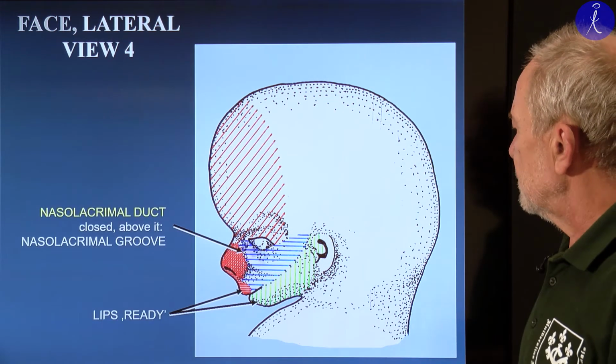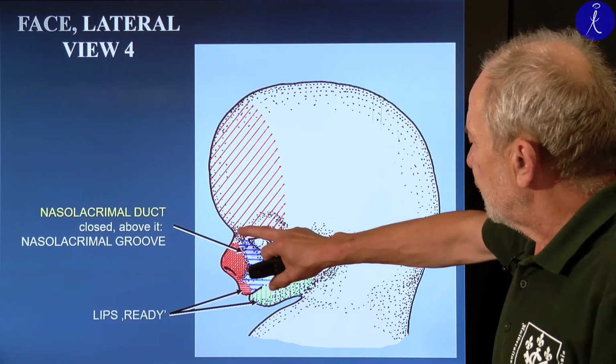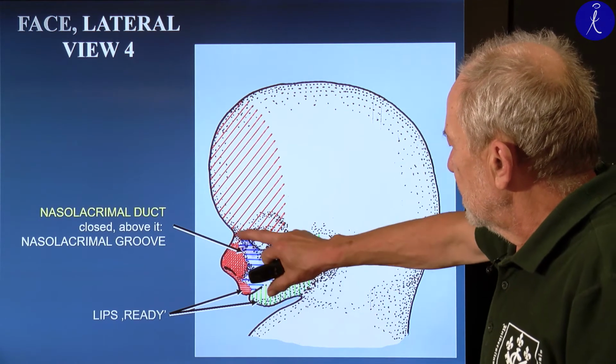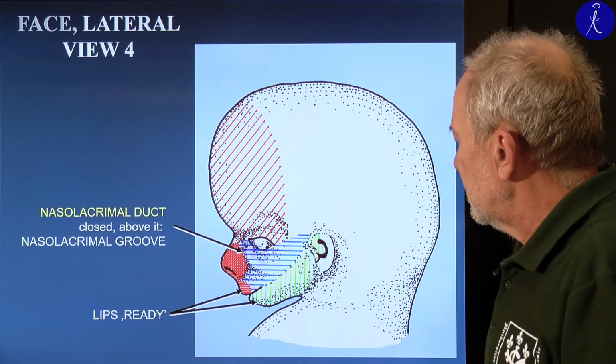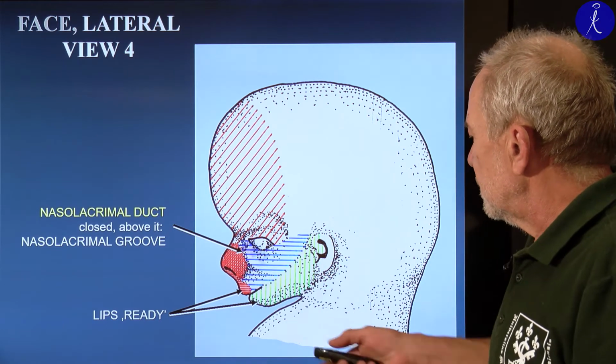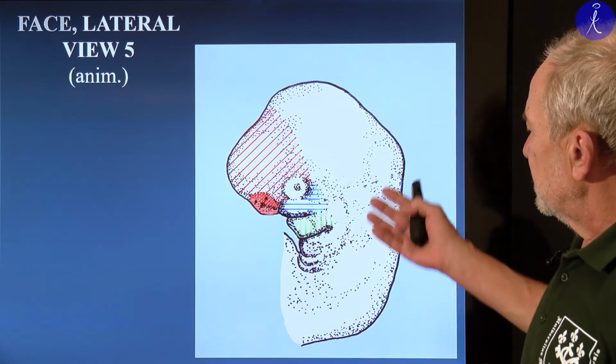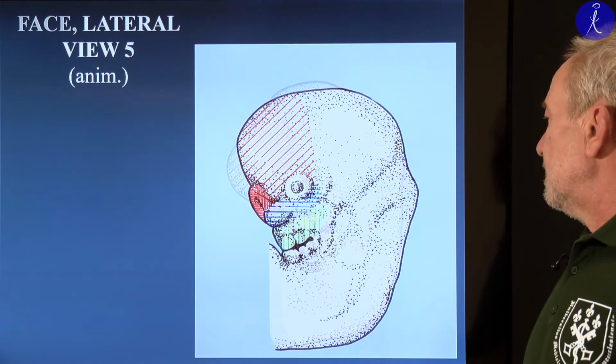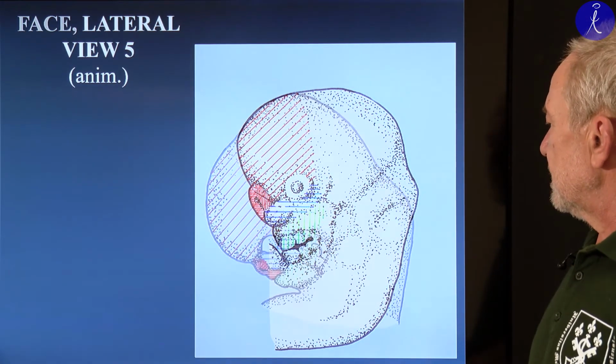And finally this one is a good looking guy with a closed nasolacrimal duct in the depth of the nasolacrimal sulcus, and the upper and lower lips already ready. And here is the animation, which hopefully helps, but not necessarily for everyone.